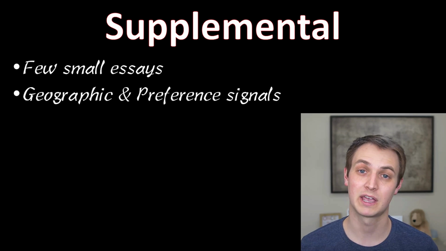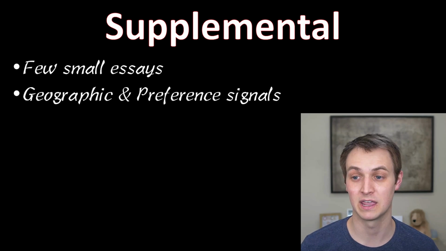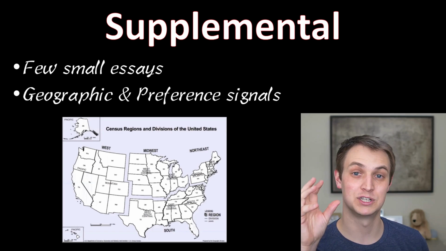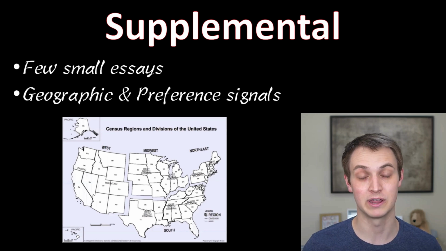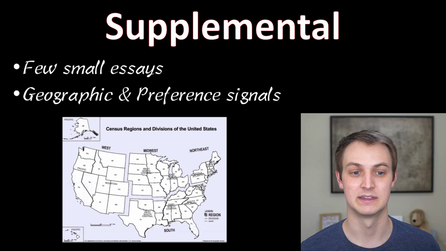And then the geographic and preference signals were a thing, and here's a picture of what the geographic areas were. They split the United States into 9 areas and you could signal 3. So just so you get an idea.